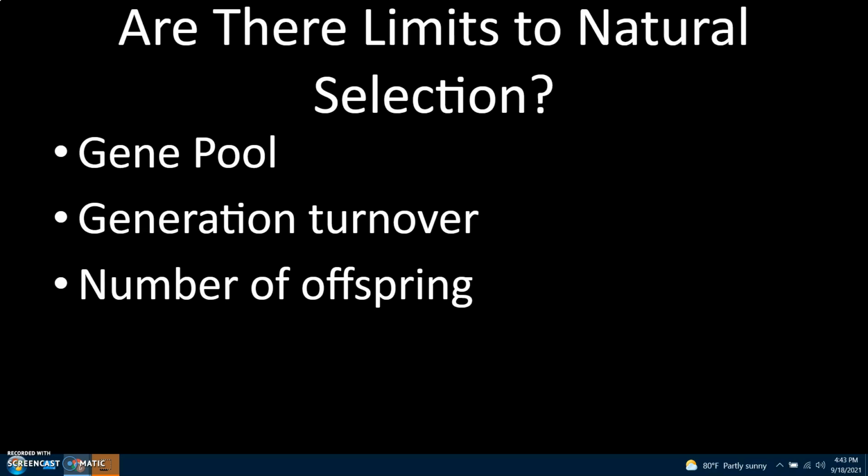And then the number of offspring. If you only produce one offspring every couple of years, it's going to be really difficult to have that natural selection take place. It has to be a very slow change in the environment to allow the number of offspring to take that.